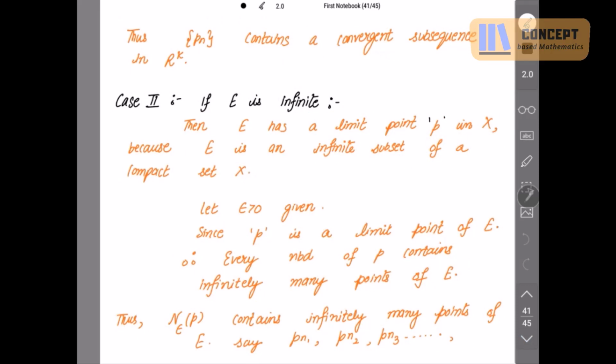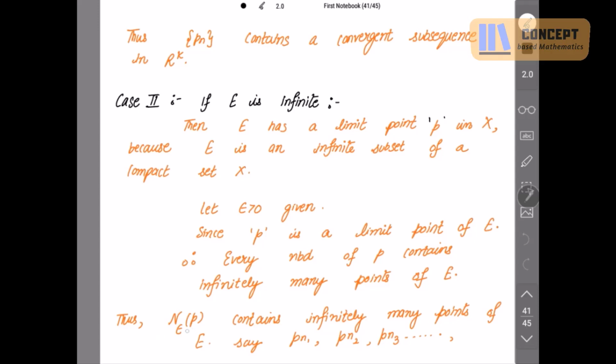Now the second case, if E is infinite, then E has a limit point P in X, because E is an infinite subset of the compact set X, so it must have a limit point. Let's say that limit point be P. Let epsilon be positive given, since P is a limit point of E. That means, by the definition, every neighborhood of P contains infinitely many points of E. If the set is infinite, and the infinite set has a point P as its limit point, then the definition is that every neighborhood of that point contains infinitely many points of E, right?